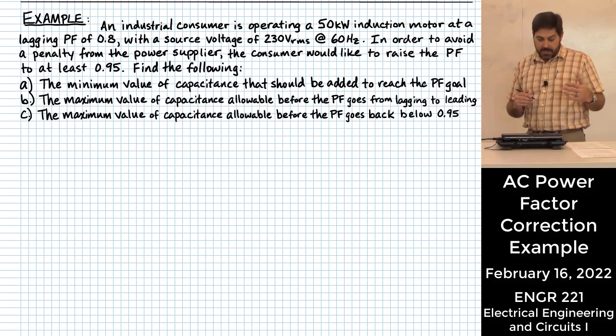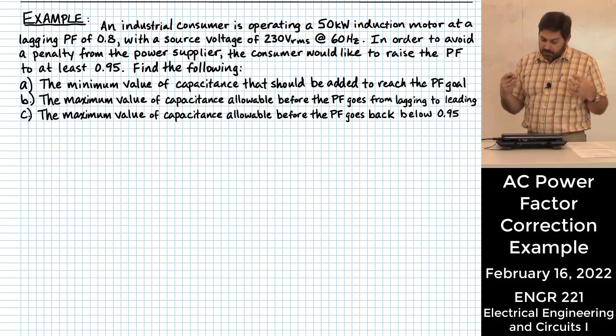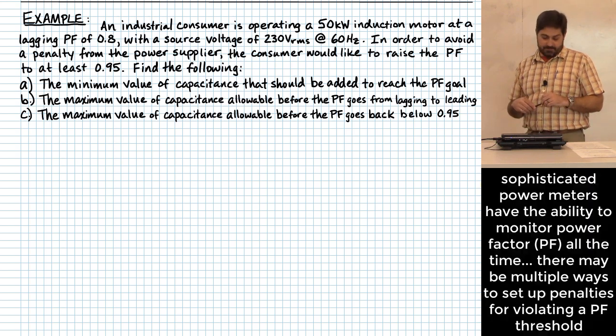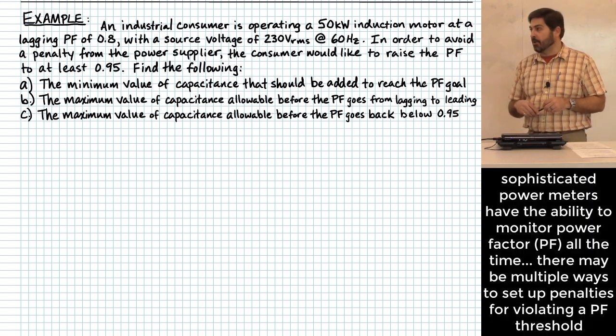In order to avoid a penalty from the power supplier, the consumer would like to raise that power factor to at least 0.95. So maybe they have some kind of an arrangement with their supplier that says, look, you have to keep your power factor at 0.95 or higher, or else we're going to hit you with some kind of a penalty. And they're trying not to have to pay that penalty.